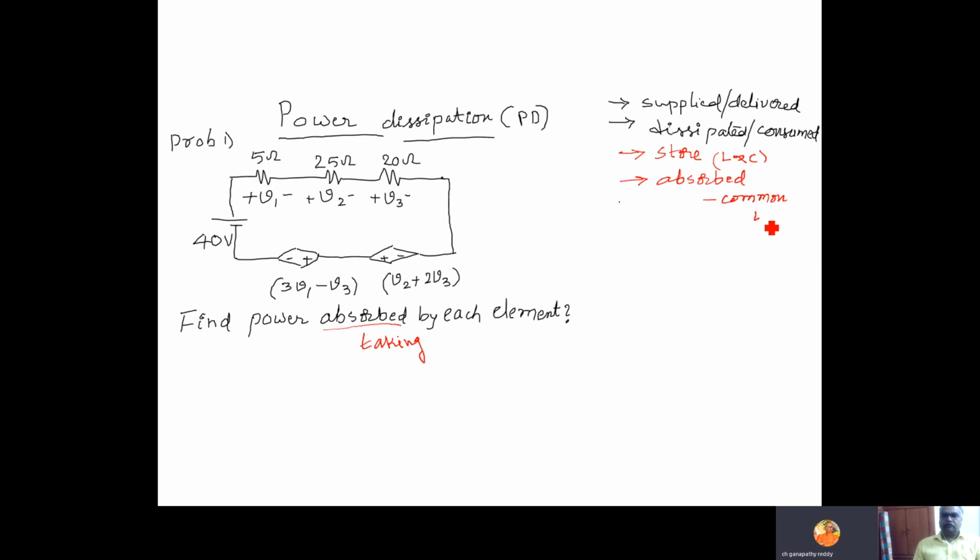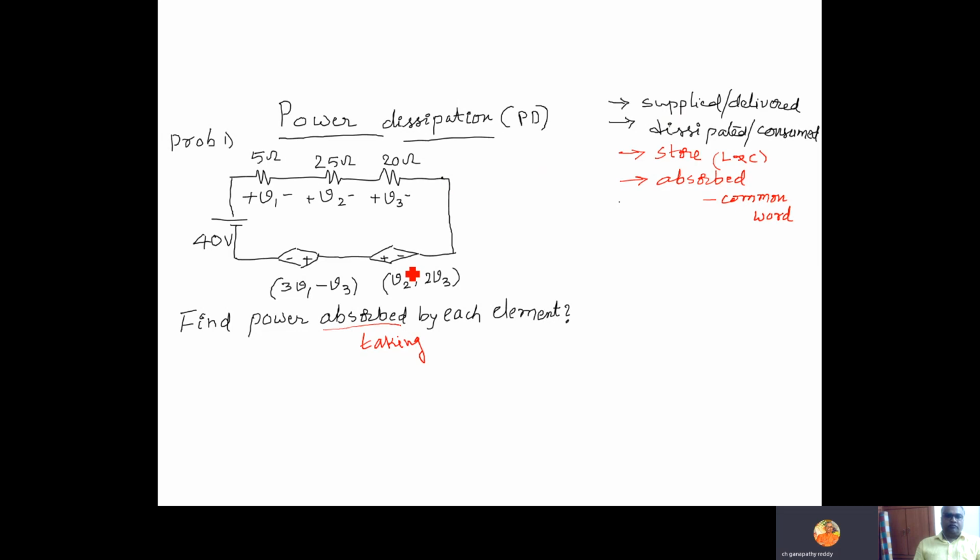It is like when we go to the doctor and you have an infection. Infection is a common word, but there are types of infections. Likewise, resistor absorbs, inductor absorbs, capacitor absorbs. A resistor absorbs and dissipates, whereas an inductor and capacitor absorb and store. Absorb simply means taking.